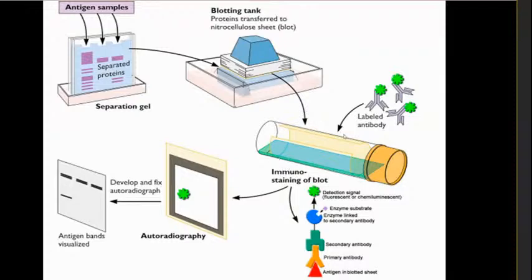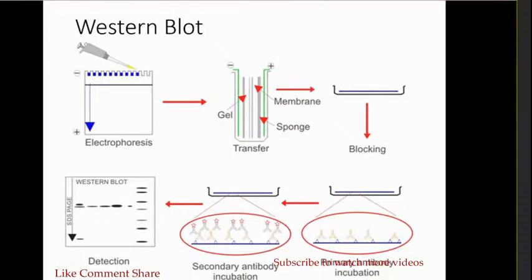This is the Western blotting instrument. It looks like a bottle. In this bottle, we want to place the membrane. It's a rolling bottle. In the experiment, it is rapidly rolled in the instrument. After this step, we have the antigen. In this step itself, we add the first step, the primary antibody.